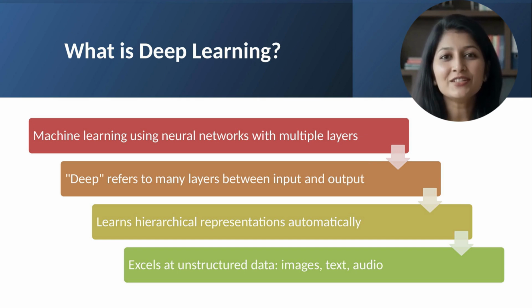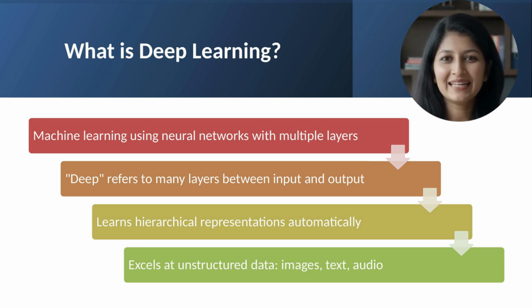Deep learning is different. It learns features automatically. Early layers learn simple features like edges and colors. Middle layers combine these into more complex patterns like textures and parts. Deep layers learn high-level concepts like objects and scenes. This hierarchical learning happens automatically through training.